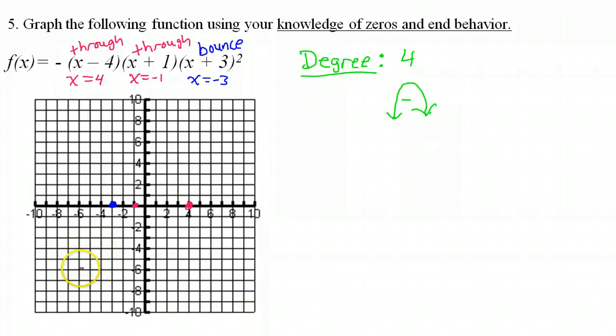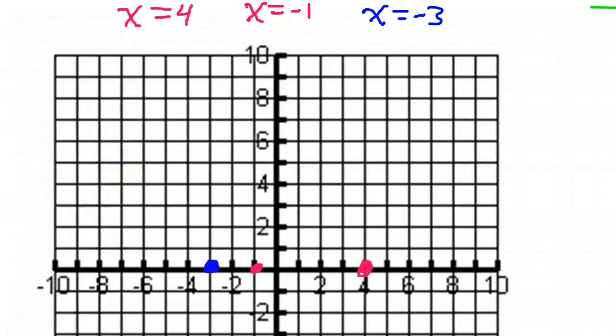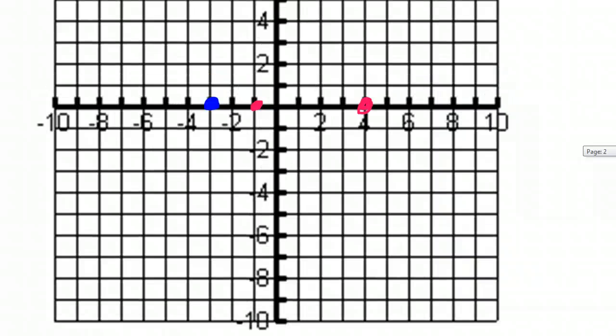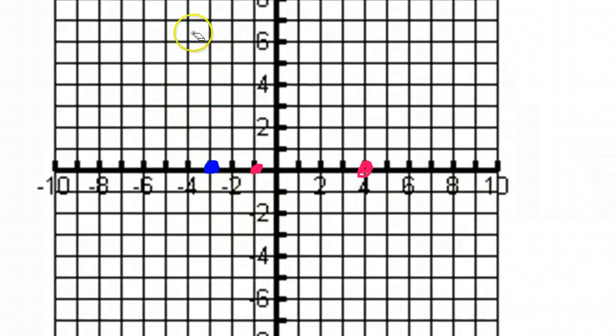So I'm going to start from down low. So it's going to come up and it's got to bounce at the blue one. But then right away it's got to curve. You know, let me do that again. I might even zoom in. Because these points are so close together, it's sort of hard to curve fast enough. So let me try again.